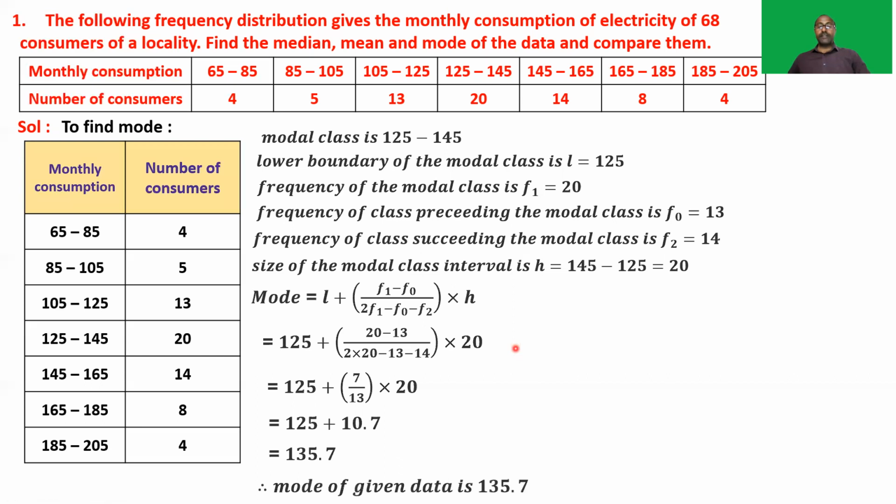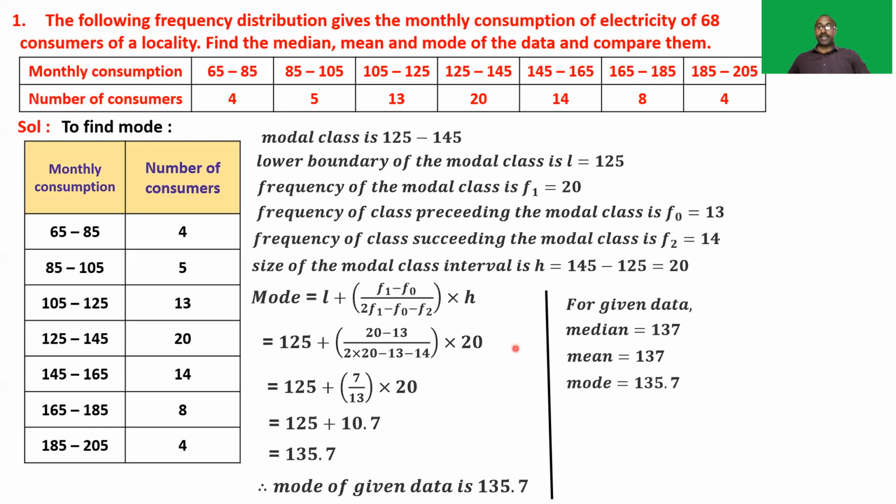Okay, so the mode of the given data is 135.7. Now for the given data we have median equal to 137, mean also equal to 137, and mode equal to 135.7. That is, all three measures are approximately the same. So we can compare like this here. In this problem, we saw how to find the mean, median, and mode of a table.